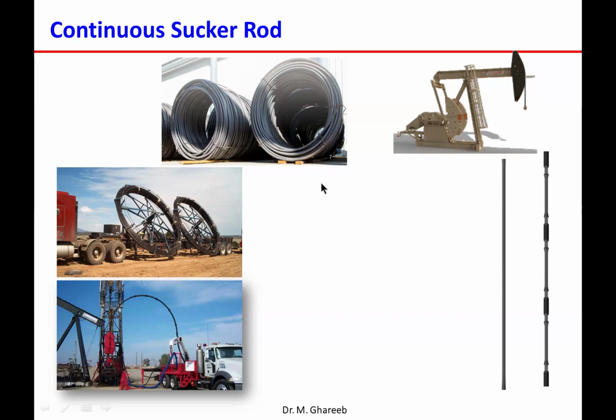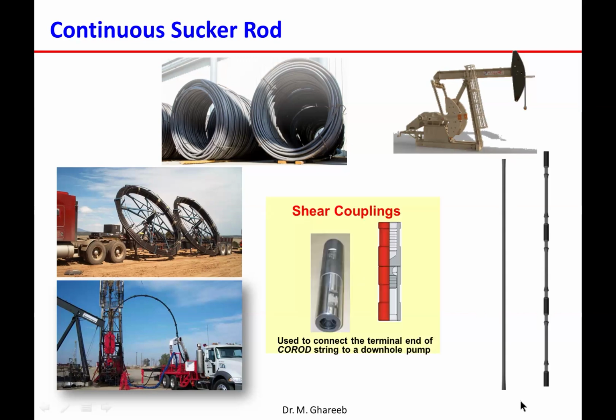Then manufacturers introduced to the market what we call continuous rod, one joint from top to bottom, which eliminated all the couplings and all the restrictions. Plus, it's a little bit flexible for bending and so on. But in this case, I have to have a special device at the bottom in case I have a problem in the rod string. Then I have to shear and cut at the bottom and lift it to the surface.